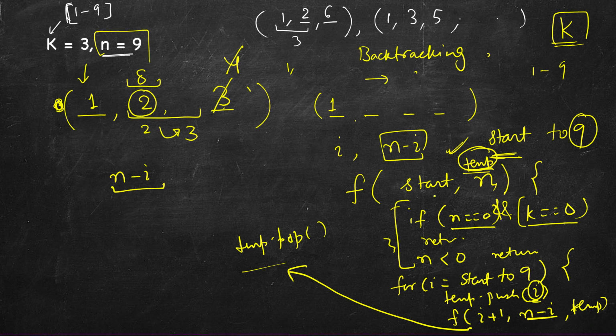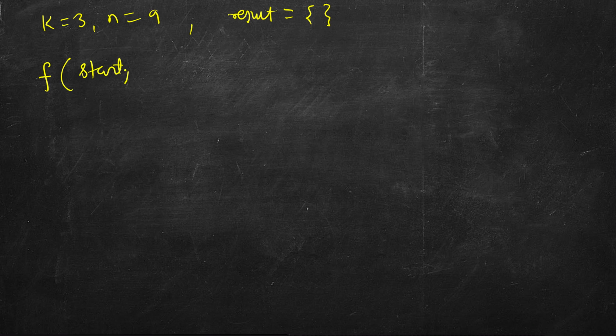So let's again use this approach and do a dry run on this, k equal to 3, n equal to 9, and we have a temporary variable. We have a global result which is empty. We have not pushed anything, and let's say we call f, and it has a start, it has n, and let's say k is also there, it will not change. Let's keep it here, and then we have a temporary array or vector or list, whatever language you are using.